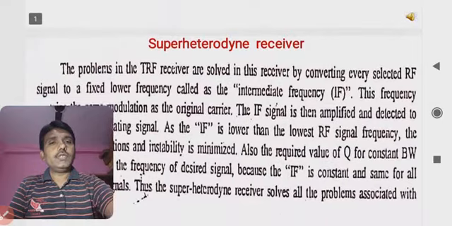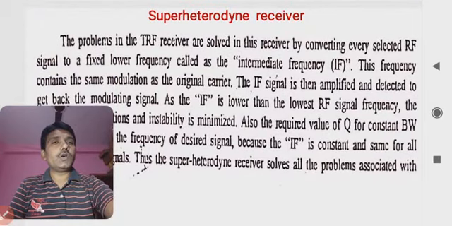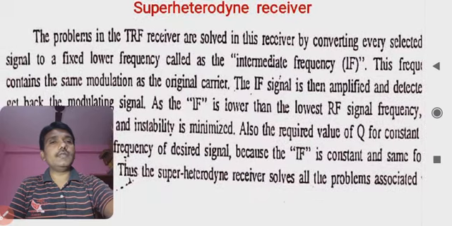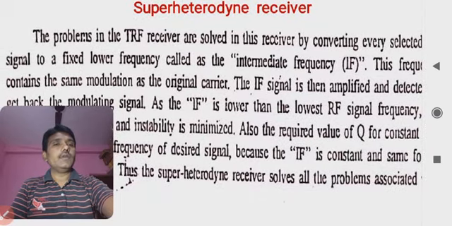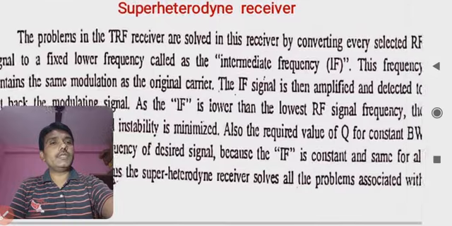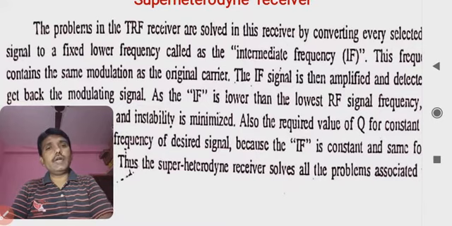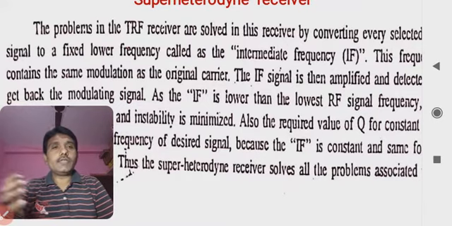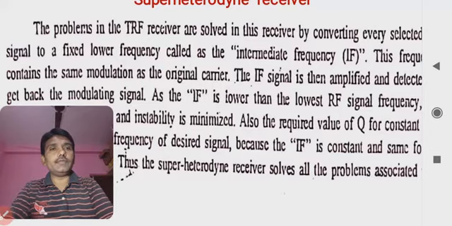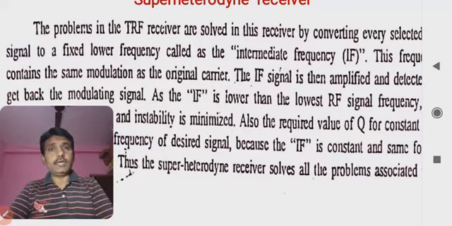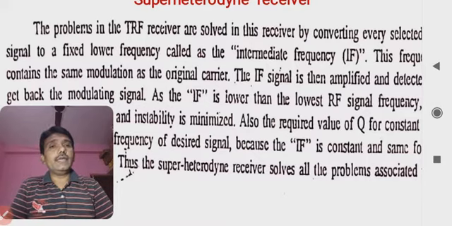Now whatever be the TRF receiver's problems, or whatever the insufficient working, that is going to be solved by this super heterodyne by converting whatever be the selected RF signal to a fixed lower frequency, that is called an intermediate frequency. So whatever the signal is coming, that is received or selected by the RF amplifier, that is going to be fixed to the lower frequency, and it is called an intermediate frequency.